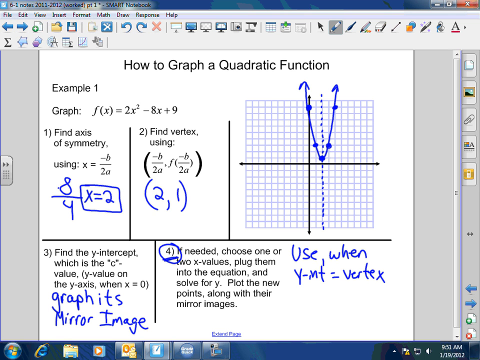Now, let's be honest. Isn't that cake? Yeah. It's a lot easier than plugging in values for x, isn't it? Yeah. A lot quicker and a lot more accurate because you won't make as many mistakes. And you have your mirror image, so if you do need to plug in a point, every time you find one, you're really finding two. That's the beauty of having the axis of symmetry there.